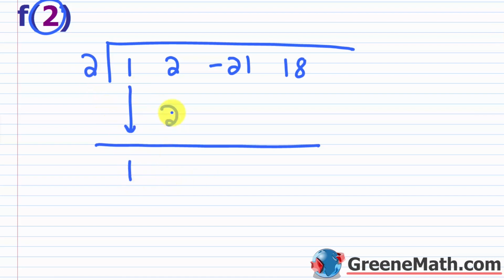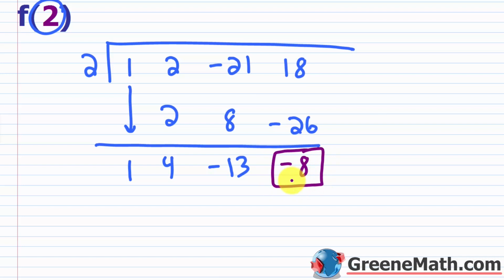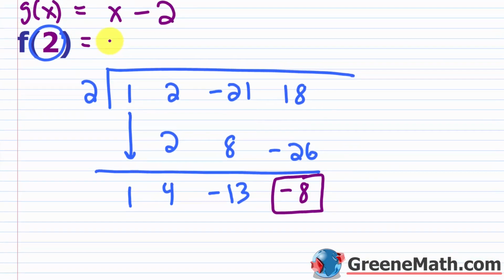2 times 1 is 2. Then we add. 2 plus 2 is 4. Then we multiply. 2 times 4 is 8. -21 plus 8 is -13. So then we multiply. 2 times -13 is -26. And lastly, we're going to add. 18 plus -26 is -8. So this is your remainder. And so that tells me that f of 2 is -8.